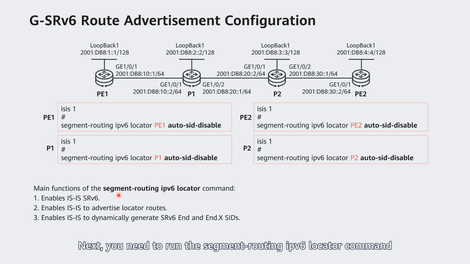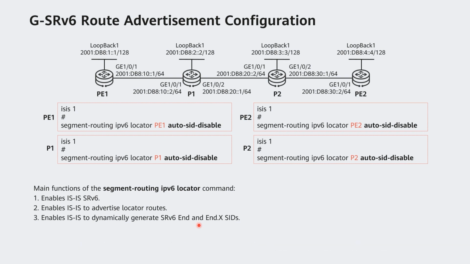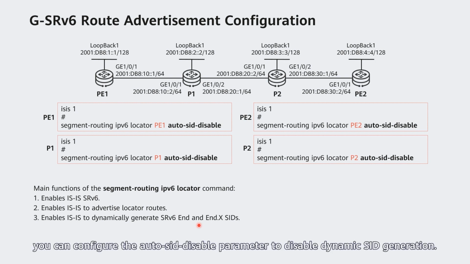Next, you need to run the segment routing IPv6 locator command in the IS-IS process view to enable SRv6, enable IS-IS to advertise locator routes, and enable IS-IS to dynamically generate SRv6 end and end.x SIDs. If SRv6 SIDs are not statically configured, IS-IS can dynamically generate such SIDs. In this case, you can configure the auto SID disable parameter to disable dynamic SID generation.